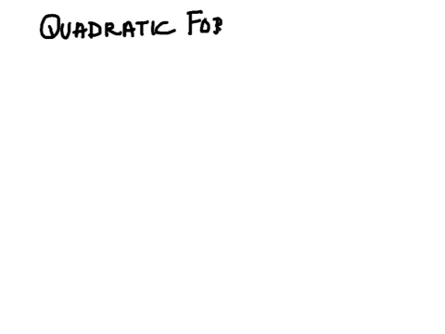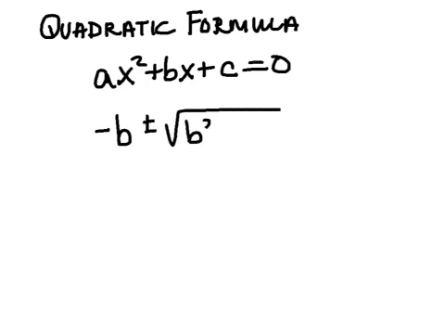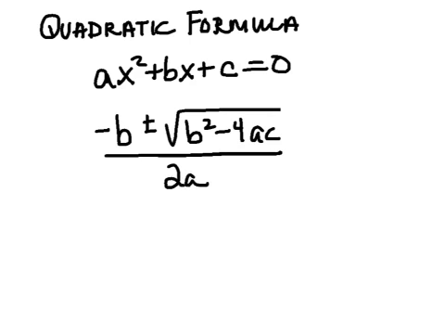I think for some of us our favorite is the quadratic formula. And we know a quadratic is ax squared plus bx plus c. By using completing the square, we come up with this, but the quadratic formula is the opposite of b plus or minus the square root of b squared minus 4ac, over 2a. And we all like this because we're just plugging in.